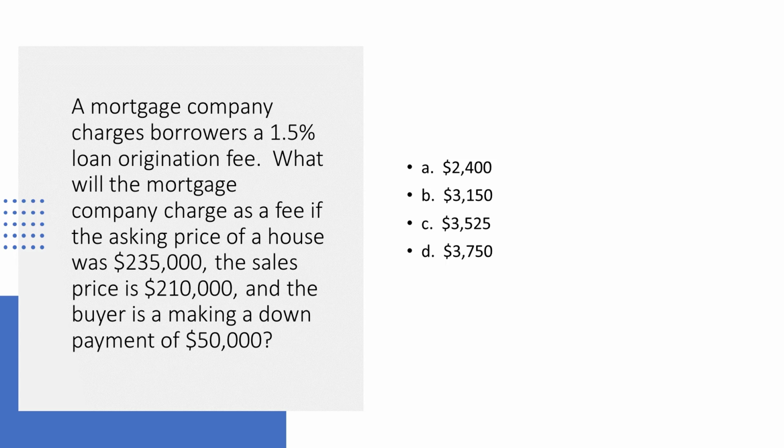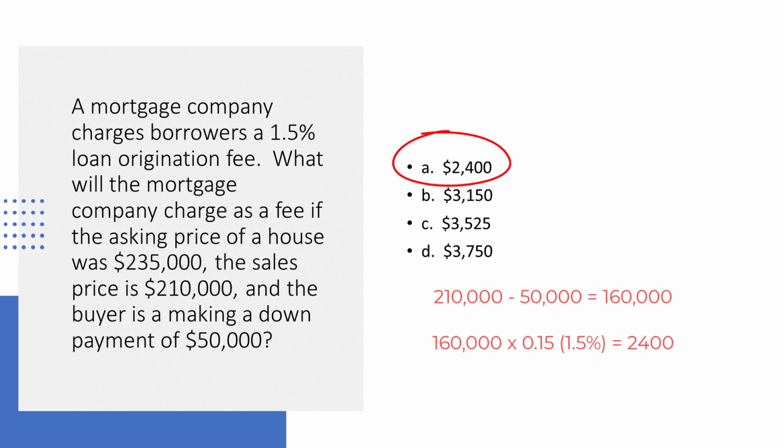We have to recognize in this question that the asking price of the house, $235,000, does not factor in. The sales price is $210,000. This is the purchase price. However, the buyer is making a down payment of $50,000, and points are based on the amount financed, not the purchase price. So we will have to take the purchase price of $210,000, subtract the down payment of $50,000 to determine that the buyer is going to be financing $160,000. And $160,000 times 0.015, which represents 1.5%, and the answer is A, $2,400.